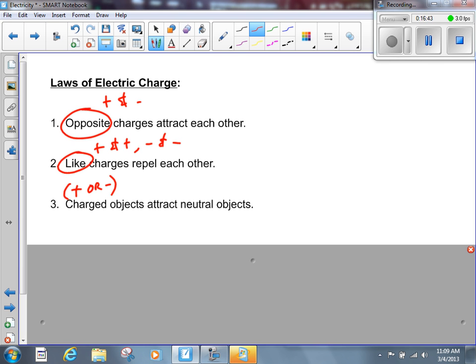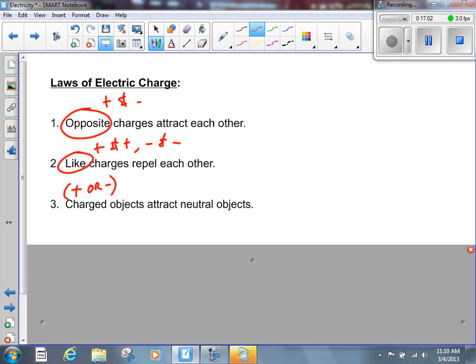Protons and neutrons is not what we're talking about here. Electrons and neutrons is not what we're talking about here. We're talking about charged objects. So you've got a balloon that's charged. It attracts neutral objects. You've got a wall that's neutral. They're going to attract each other because charged objects attract neutral objects.